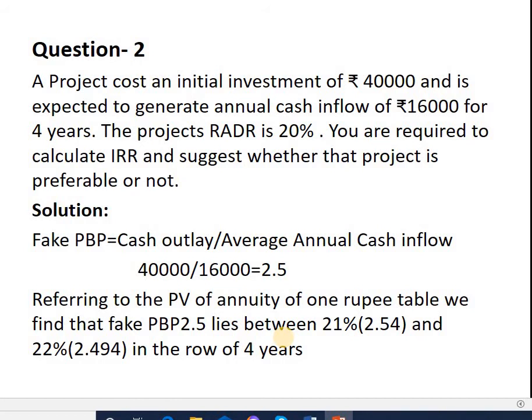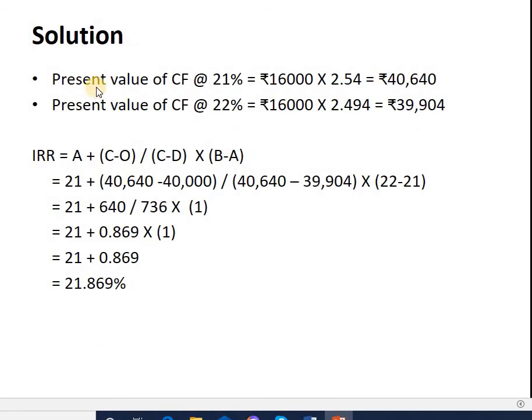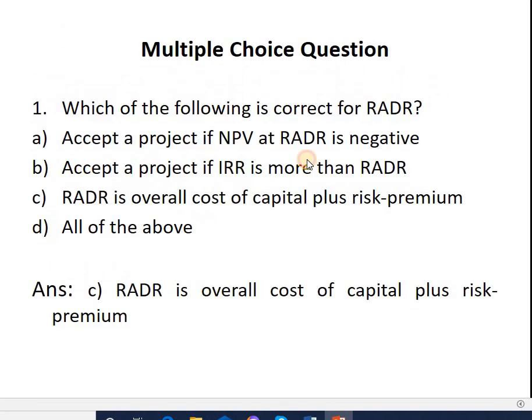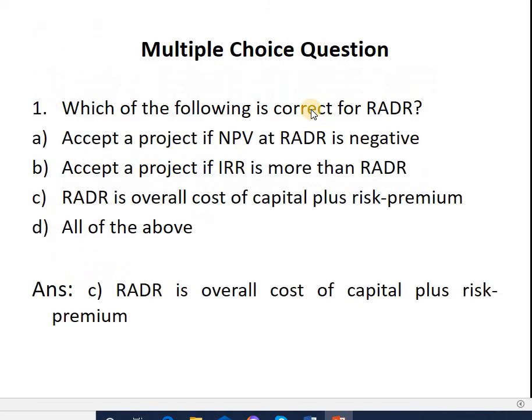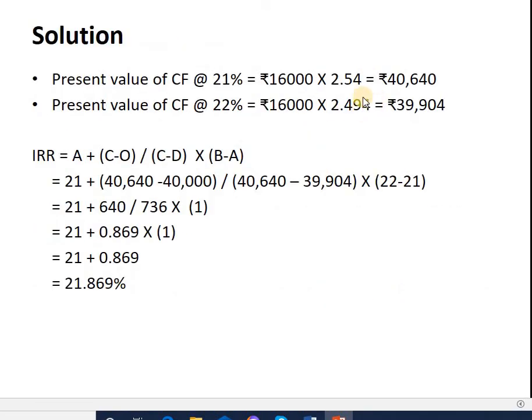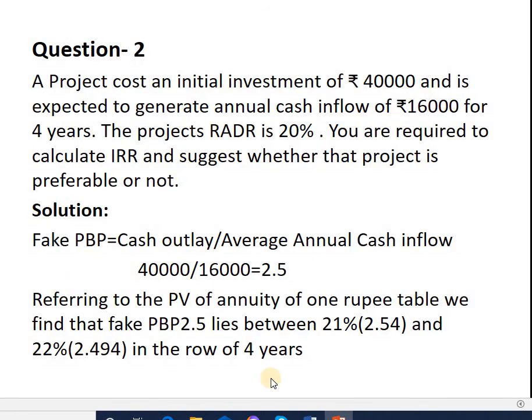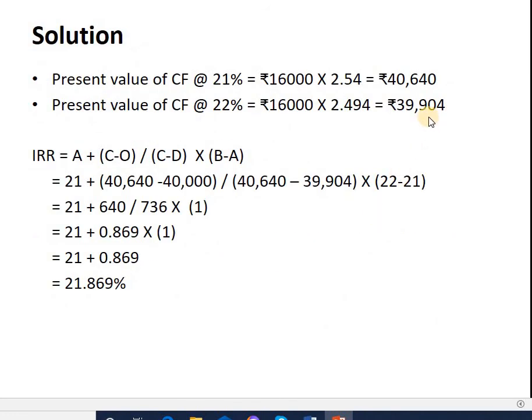This 2.5 lies between 2.54, that is 21%, and 22% in the row of 4 years. So the present value of cash flow at 21%: we discount the 16,000 at 21%, which comes to around 40,640. The present value of cash flow at 22% is 16,000 into 2.494, so the amount is 39,904.